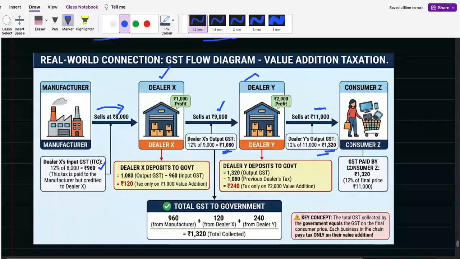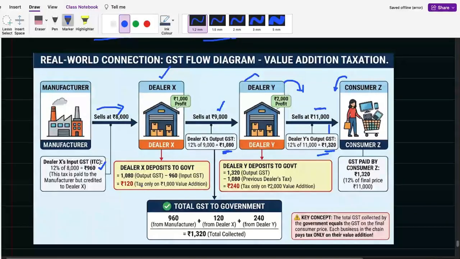Finally the consumer will pay the final amount. Here the output GST is 1,320 for dealer Y, whereas for the consumer Z it is the input. Sorry, I got confused. Consumer Z's input GST is 1,320 and dealer Y's output GST is 1,320. Correct? Now, moving ahead.